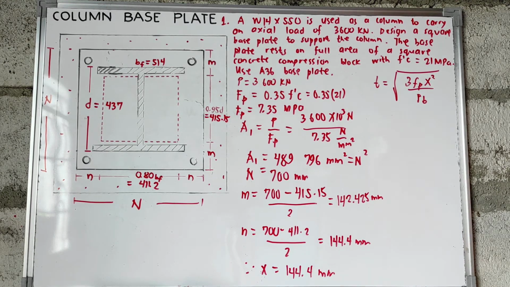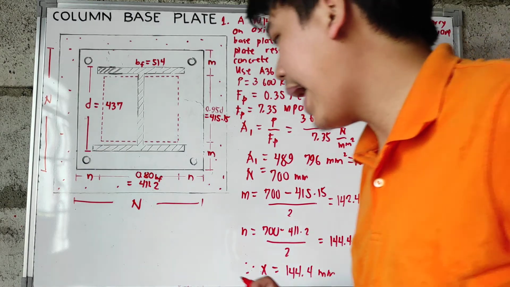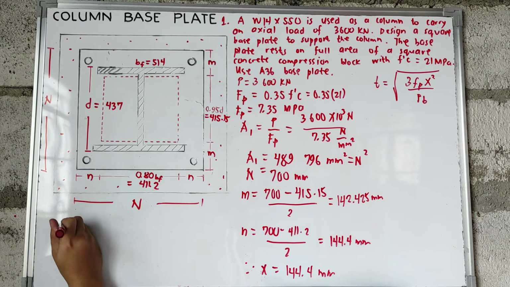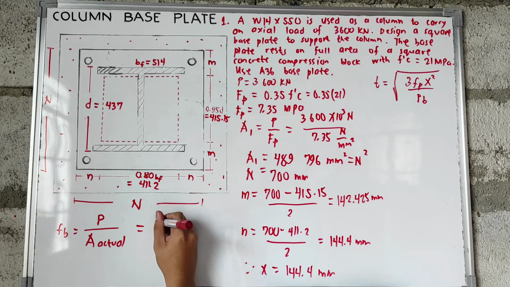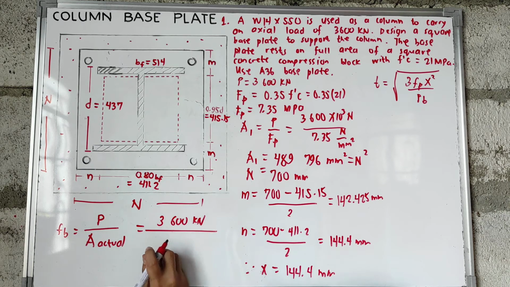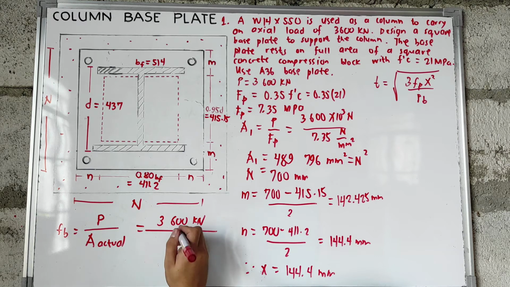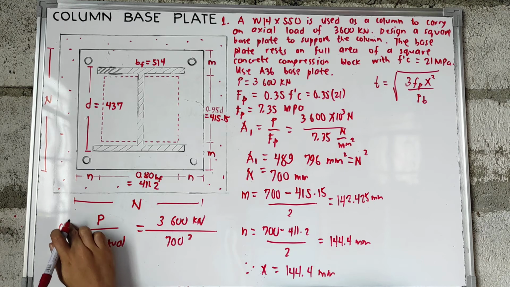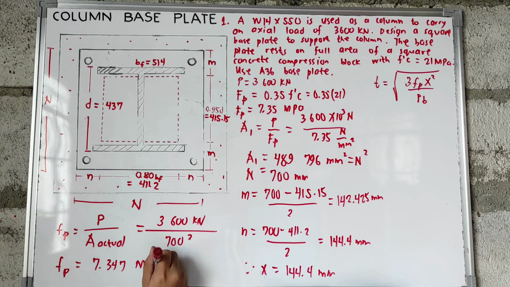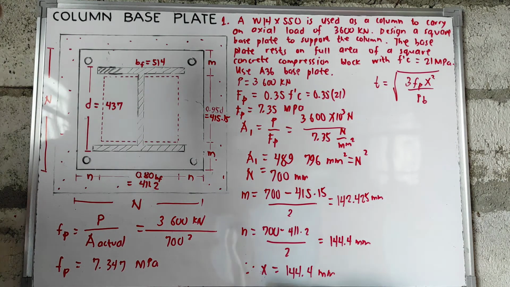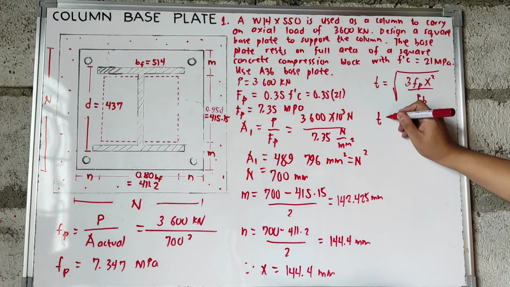So, yung hahanapin pa natin dito is the value of your actual bearing pressure or the value of your fp. So, fp, that is equal siya sa yung P natin o yung column load all over the area actual. So, yung column load natin, that is equal to 3,600 kN all over yung area natin na actual, which is equal to 700 squared. So, the value of your fp is equal to 7.347 megapascal.